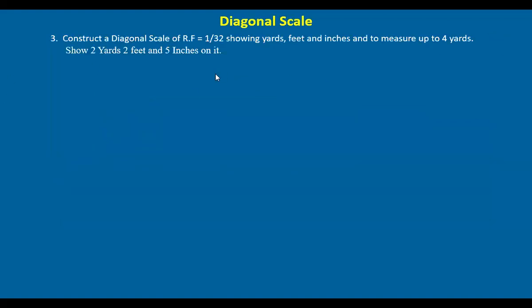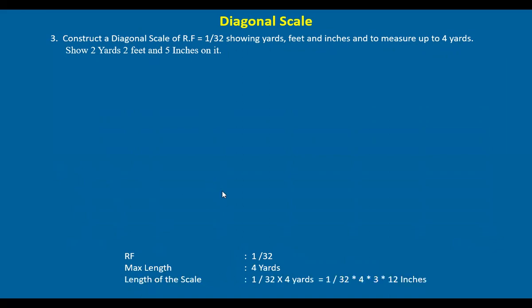Here you have British units: yards, feet, and inches. It will be an interesting problem. So let us see. RF is given. RF is 1/32, right? And you have to show 3 units: yards, the next smaller unit, feet, and the next smaller unit, inches. Now let us see. Maximum length 4 yards is given. 4 yards. And length of the scale is RF into maximum length.